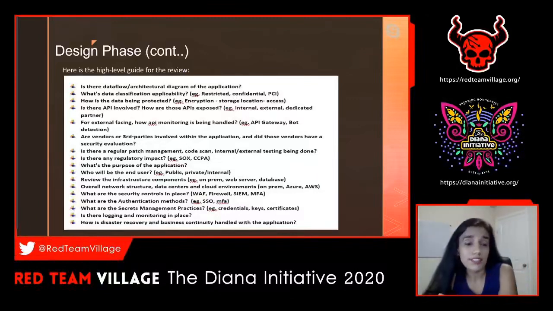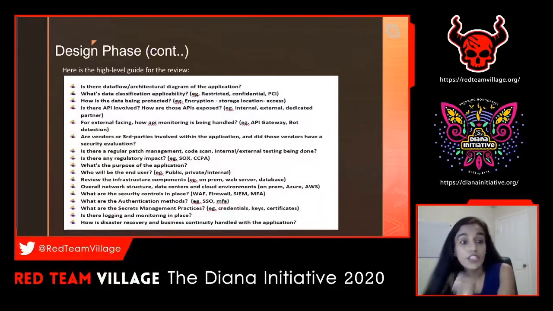So the first question is, is there a data flow architecture diagram of the application? And you'll be like, it seems so simple, right? But it's not. That's where we are missing. I hate to say, not all applications have a data flow diagram. And I'm not talking about legacy applications. It's extremely important to have a data flow architecture diagram. You need to understand all the entry points of your application. You need to know all the components involved and assess them individually.